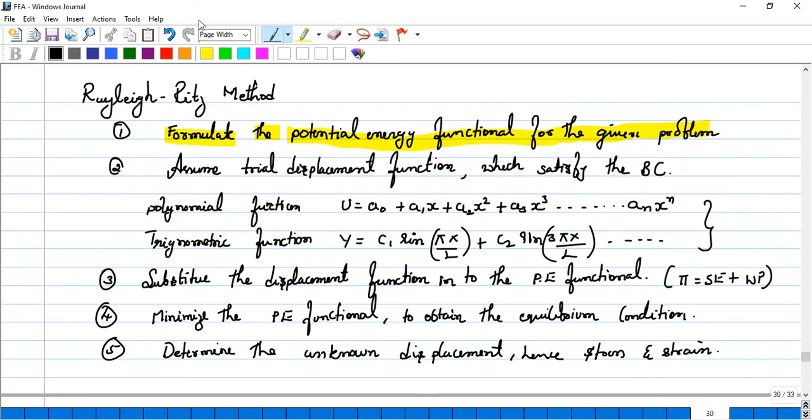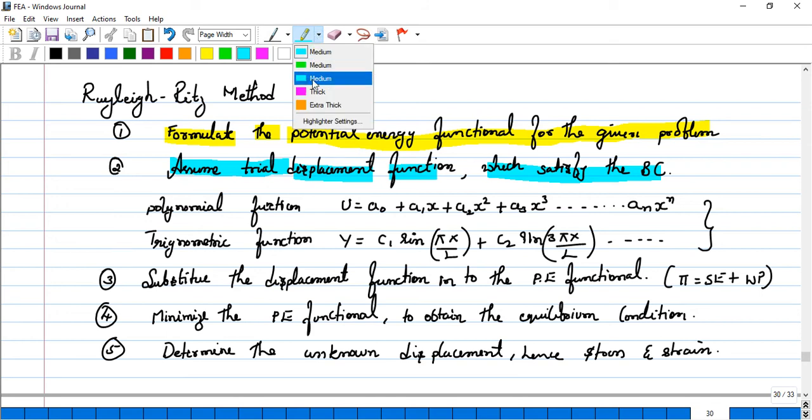Now we shall move on to the second step. I will just show you the second step. So let me take highlighter, and this is the second step. Assume the trial displacement function which satisfies the boundary condition. That is very much important. It should satisfy the boundary condition. And now we have two functions, polynomial function and one more trigonometric function.